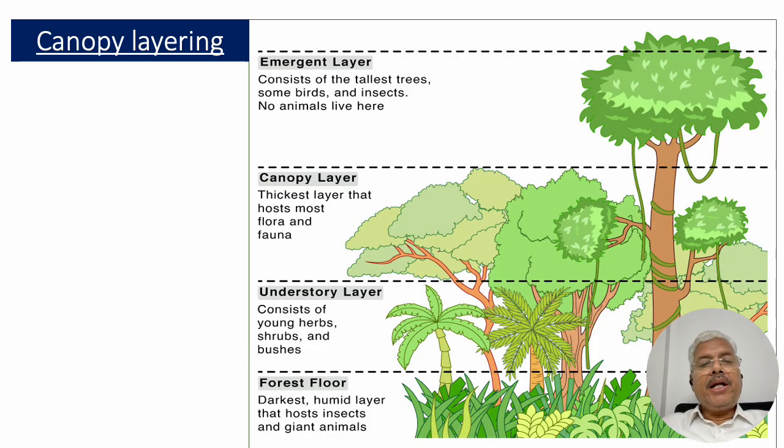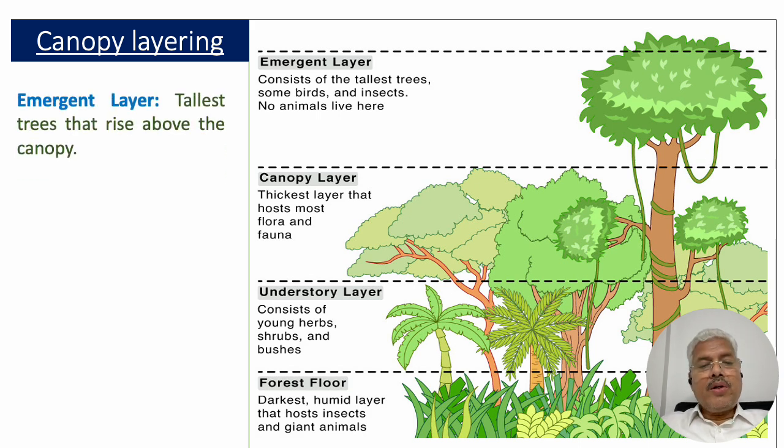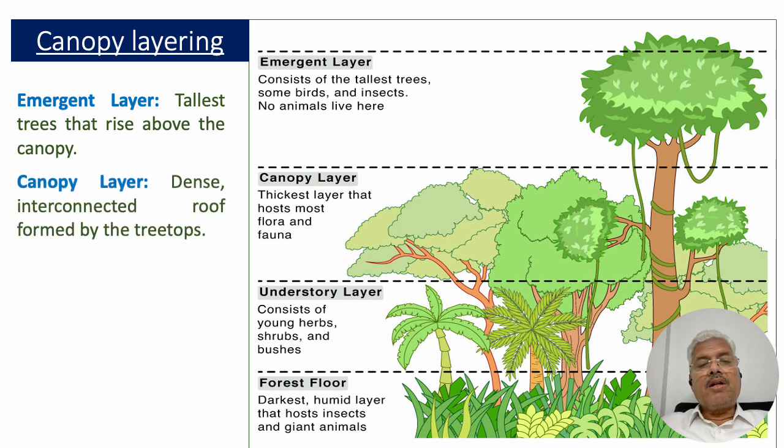The canopy layering in the rainforest consists of the emergent layer, canopy layer, understory, and forest floor. The emergent layer: the tallest trees that rise above the canopy. The canopy layer: the dense interconnected roof formed by the treetops.